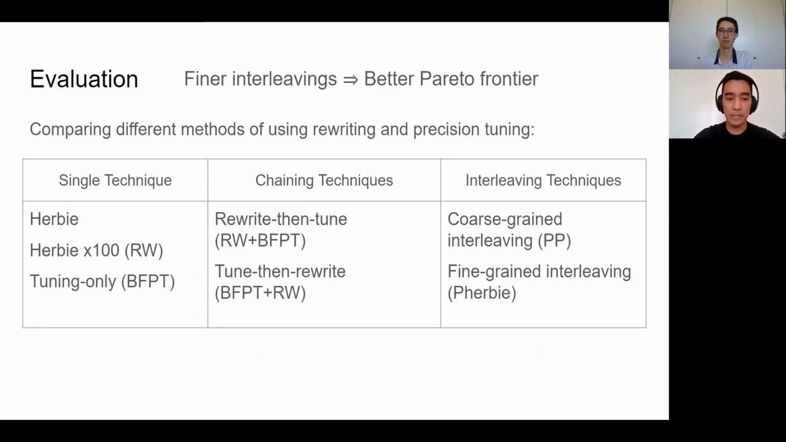Now, we made the claim in the beginning that finer interleavings of the two techniques create better Pareto frontiers. So we ran 7 treatments on the two benchmark suites. The first 3 only use one of the techniques. The other 2 chain the techniques together. And the final 2 use the two techniques at the same time. Once again, Pherbie uses rewriting and precision tuning within the same phase, while the coarse grain variant uses them separately in a much less targeted and much slower method.